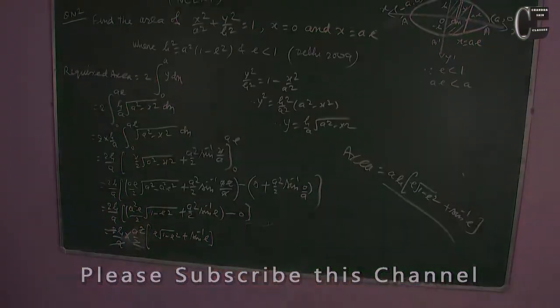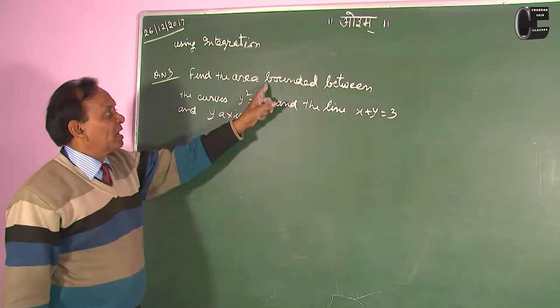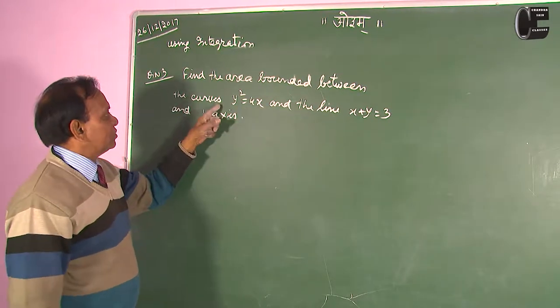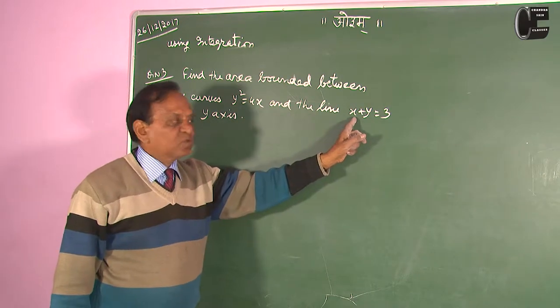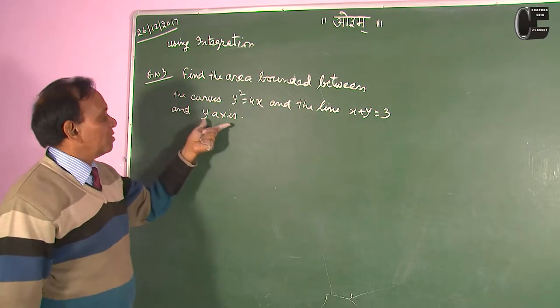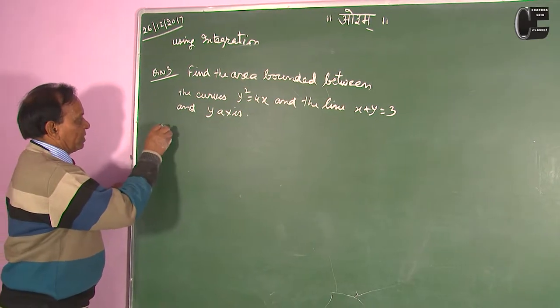Next question. Yes, question number 3. Find the area bounded between the curves y square equal to 4x and the line x plus y equal to 3 and the y axis. Yes, y square equals 4x. Prepare a table here.